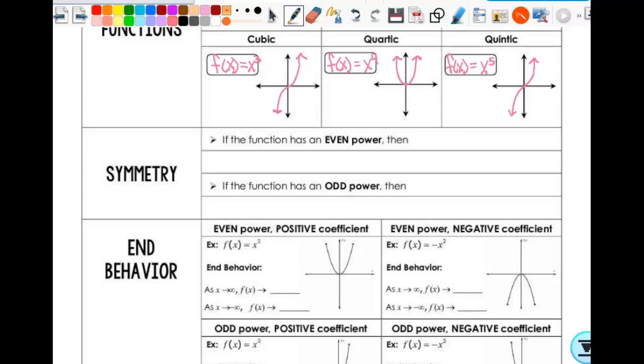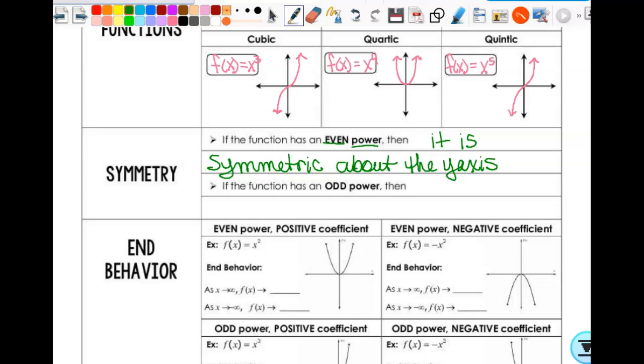Okay? Now, we talked about even and odd functions, but remember, we also looked at even and odd powers, and those are two different things. They can be the same, they can go hand in hand, but not always. So right now, we're not talking about even and odd functions, we're talking about even and odd powers. So if the function has an even power, then it is symmetric about the y-axis, which is also true for an even function.